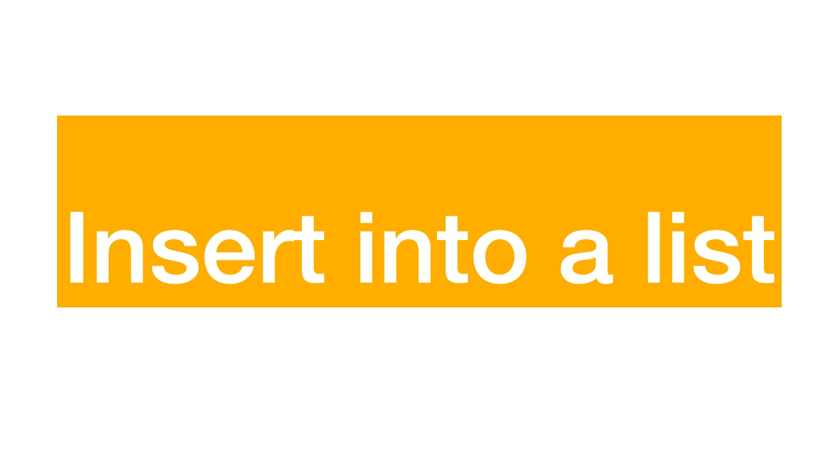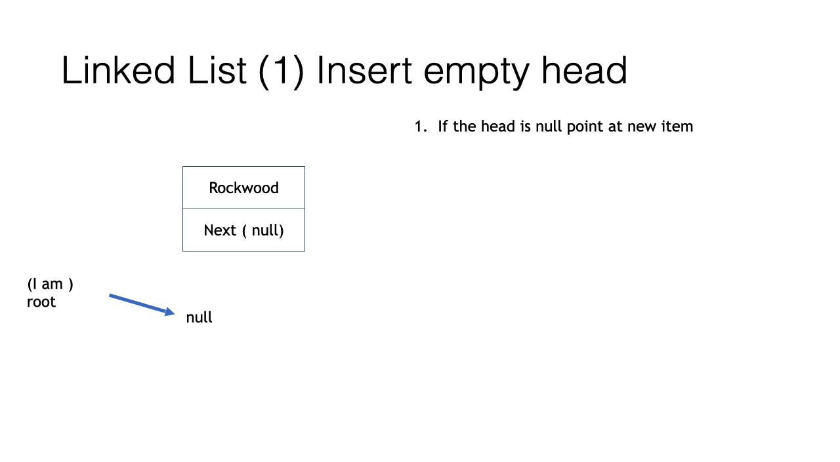Okay, so the only real problem now is what do we do if the list is empty? So our root points at nothing. So what we do is, if the root points at nothing, we just make the Rockwood point at it. So inserting at the head is easy. And again, that's going to be O of 1 if the list is empty.